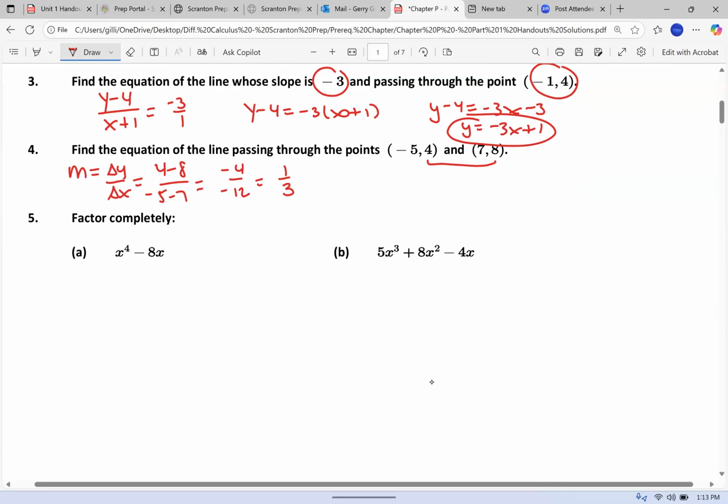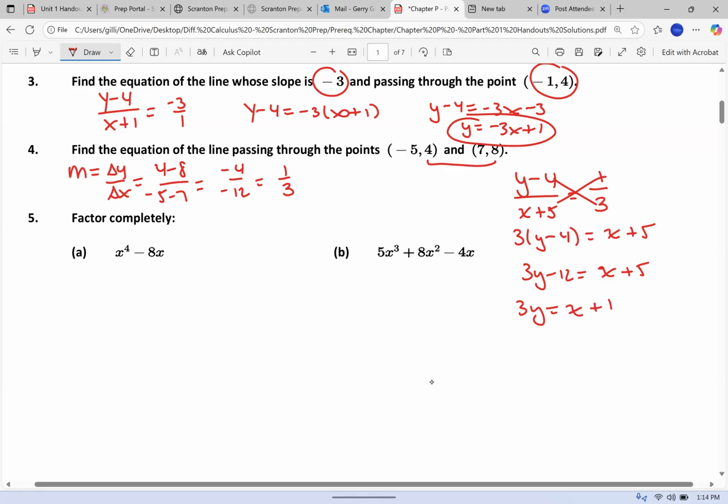And now my setup of the line would be y minus 4 over x minus a negative 5 is x plus 5, which equals 1/3. Cross multiply, so it'd be 3 times y minus 4 equals x plus 5. Distribute, 3y minus 12 equals x plus 5. Add the 12, get 17. Divide by 3.